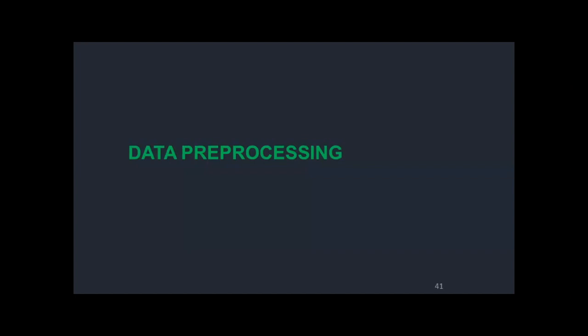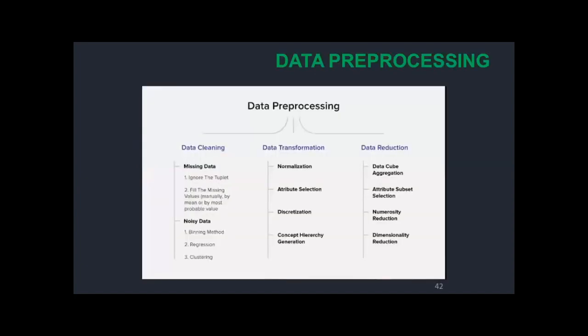So before passing our original data to our machine learning model, we need one intermediate phase, which is called pre-processing. That means I need to do some cleaning on my data, some transformation on my data, and some reduction on my data. In the cleaning step, we check whether there is any missing value. Then we can handle that part.